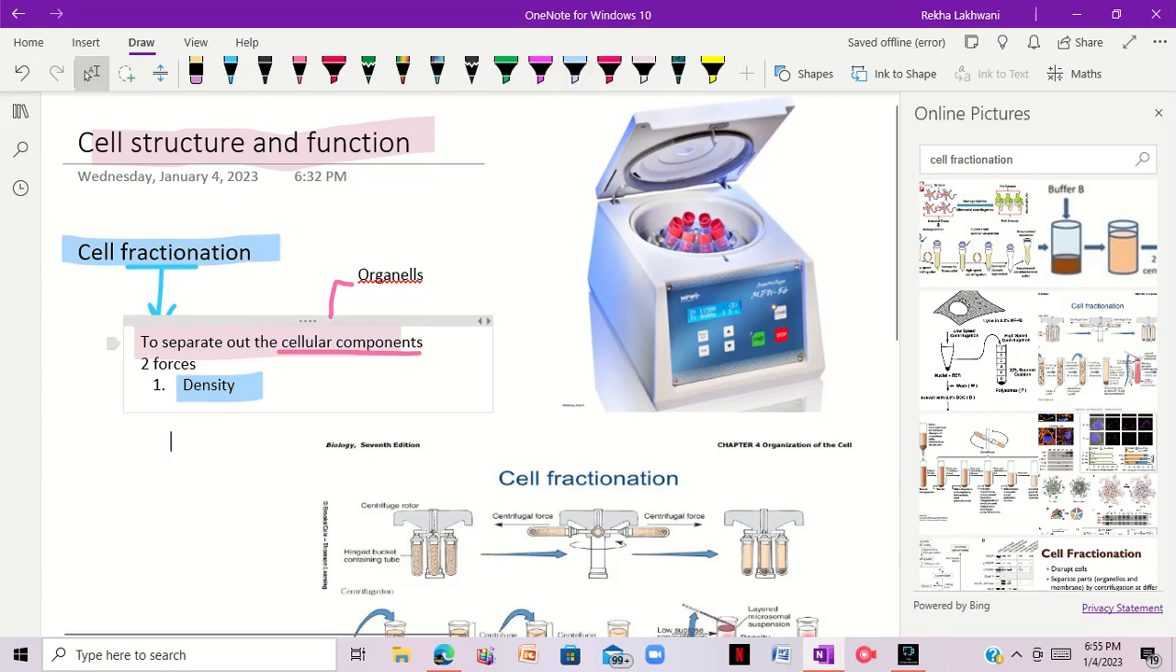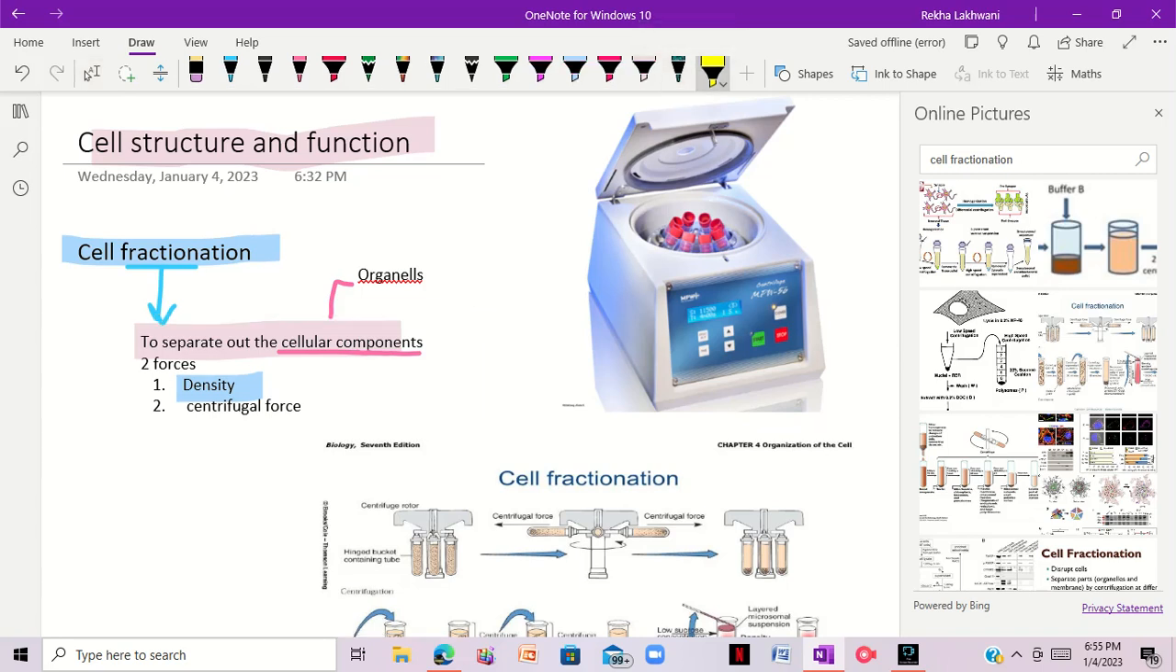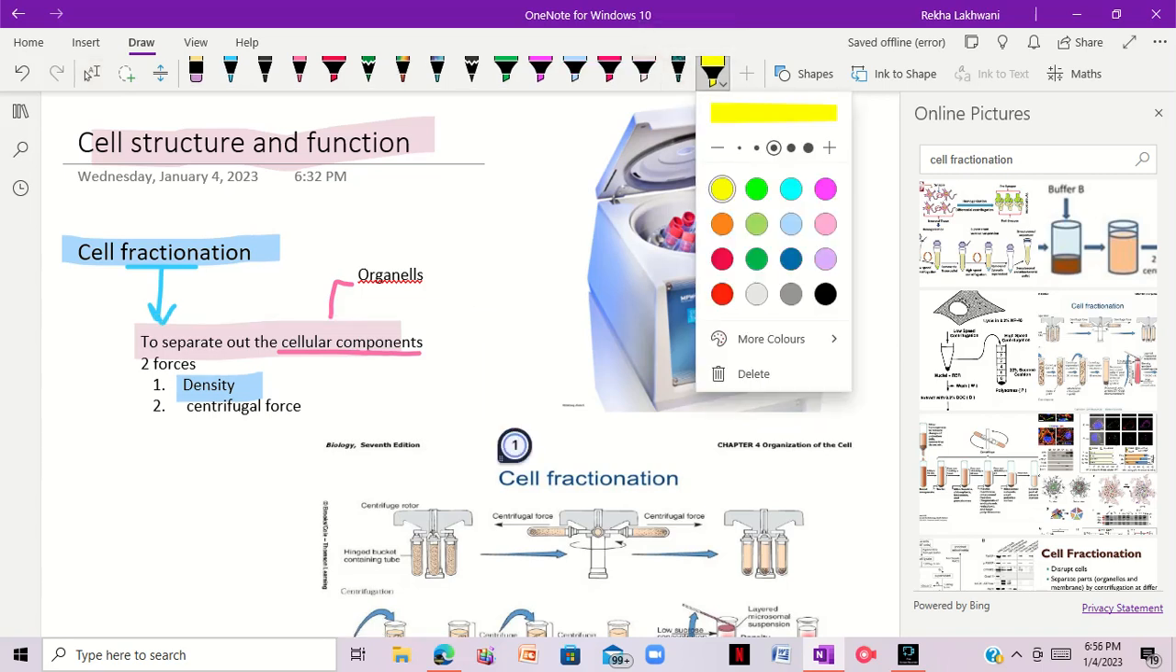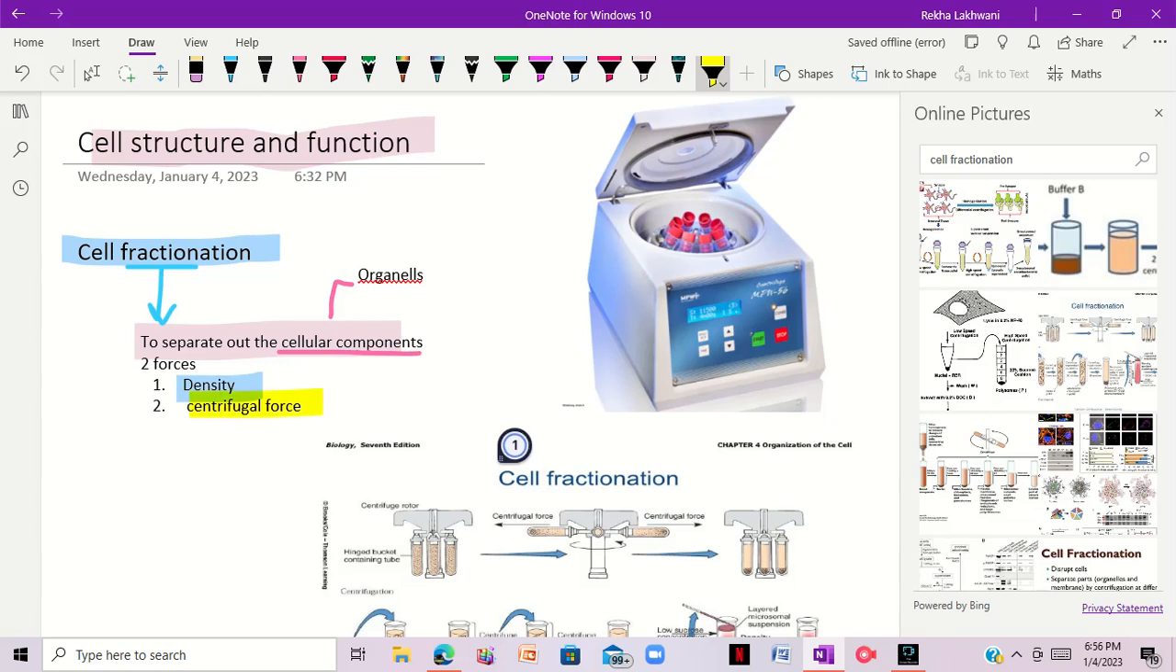The second force which is used over here is centrifugal force. As you also study physics, I think you are already introduced to this centrifugal force. Now, what type of equipment will be used?